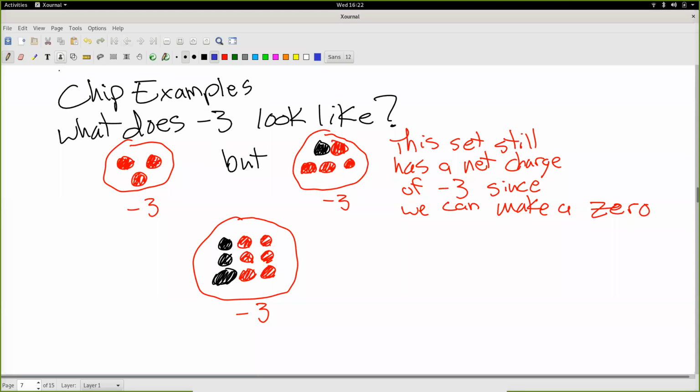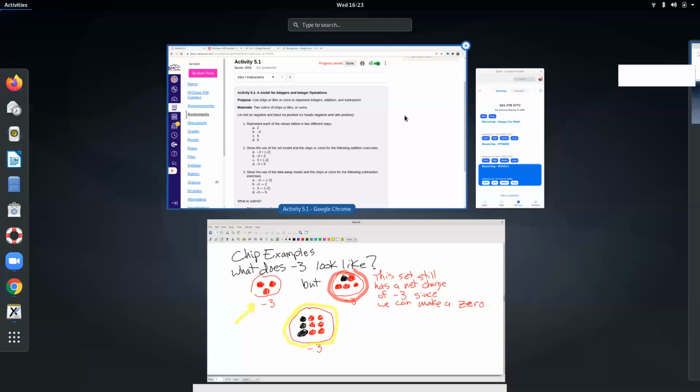Yeah. So for example, -3 in the chip model could look like this. It could also look like this one over here. Or it could look like this one down here. So all of these are representations of -3. Now notice one of these uses the fewest number. Oh, my pen stopped writing. Why is that? There we go. This one has the fewest number of chips to make -3. And that is an important idea. Again, I'm not quite ready to talk about that yet, but we will soon. Maybe you already know what it is.